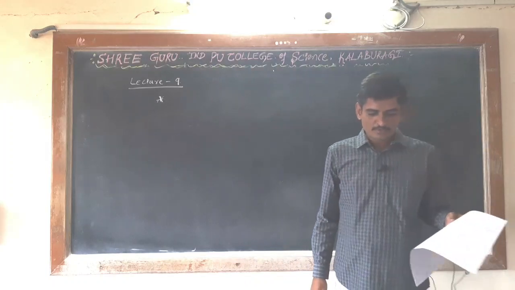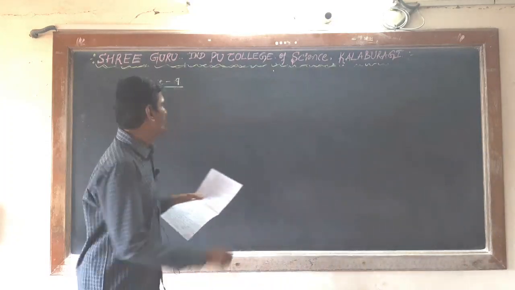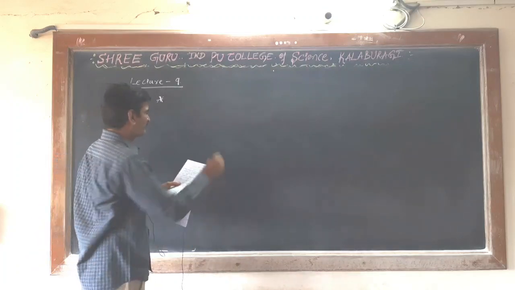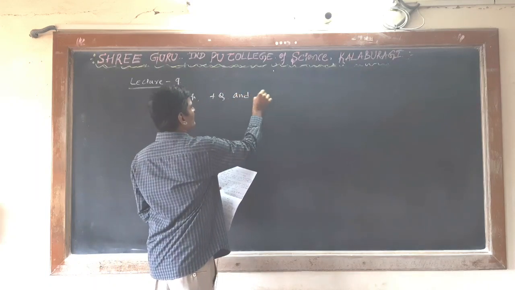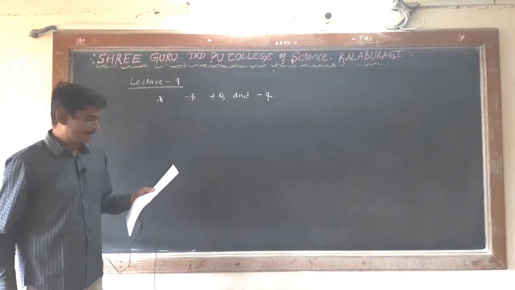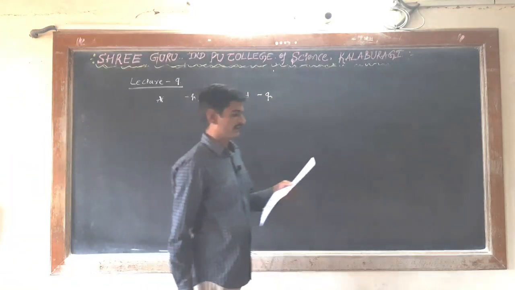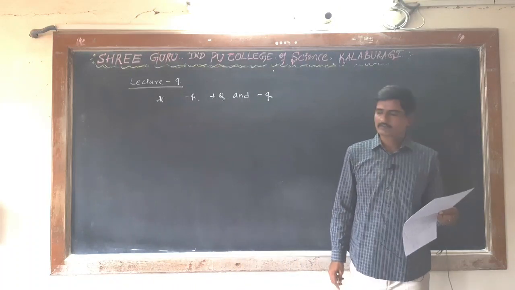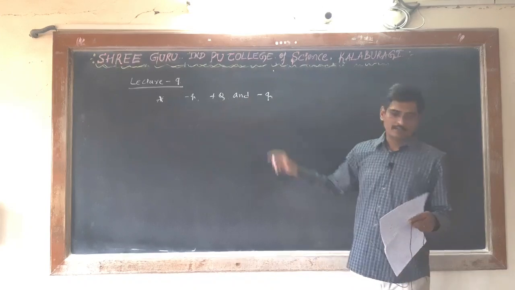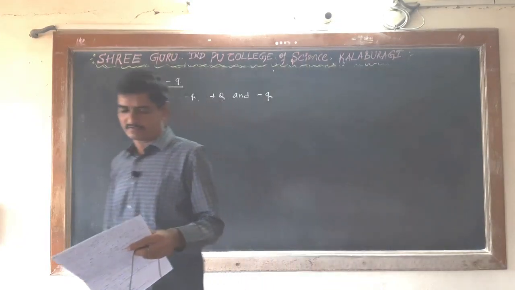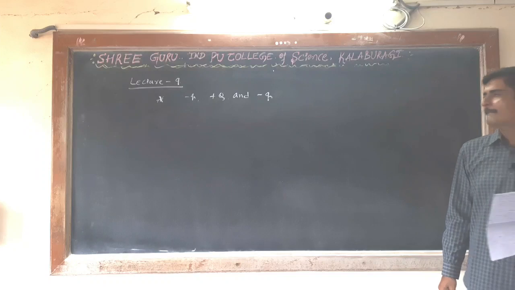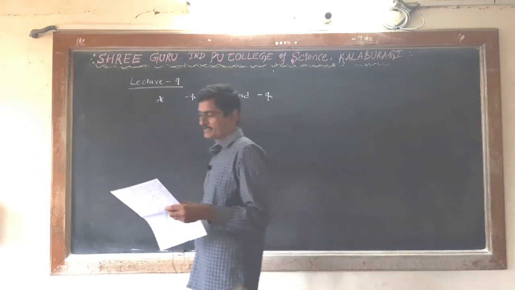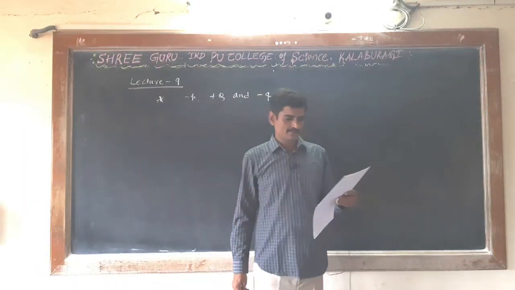Next numerical. Three charges minus Q, plus capital Q, and minus Q are placed at equal distances on a straight line.